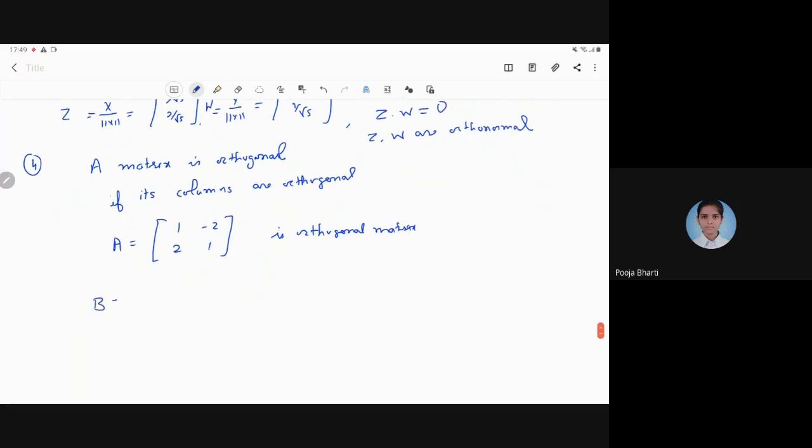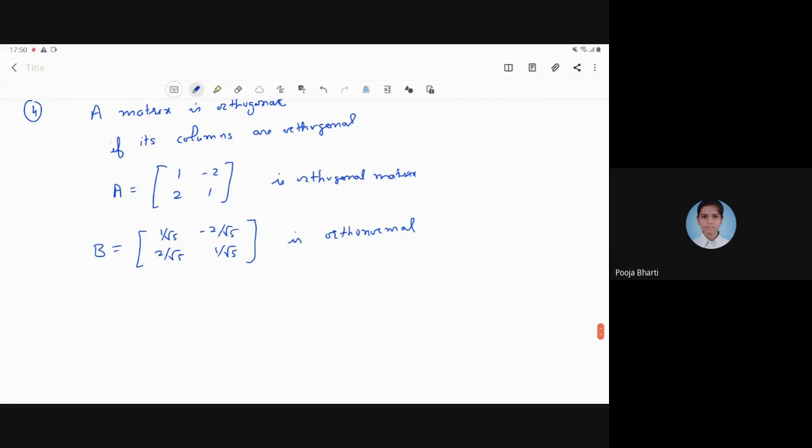What about this matrix? 1 over root 5, minus 2 over root 5, 2 over root 5, 1 over root 5. What is it? Orthogonal or orthonormal? Orthonormal is always orthogonal, that's true. But it is orthonormal also. Orthonormal, because its column vectors are orthonormal. Clear?